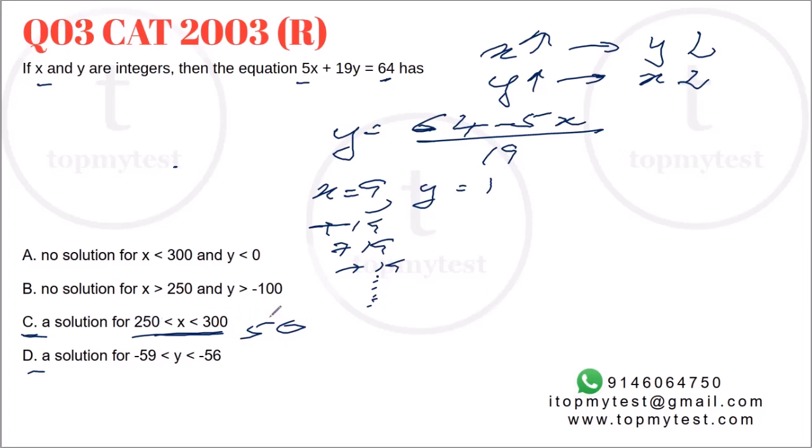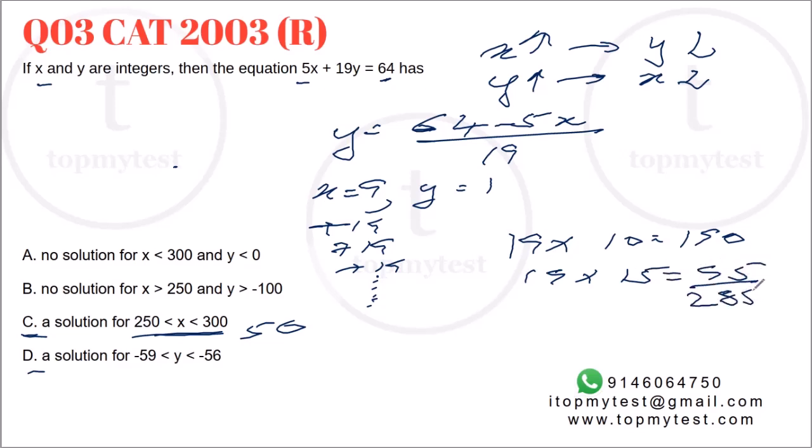this range for sure. You can directly find out, for example, 19 into 10 is 190, right? 19 into 15 will be 190 plus 95, that's 285 plus 9, right? So 294, right? If you put x is equal to 294, y will also be an integer. You can easily verify that, right? So C will be an answer for sure.